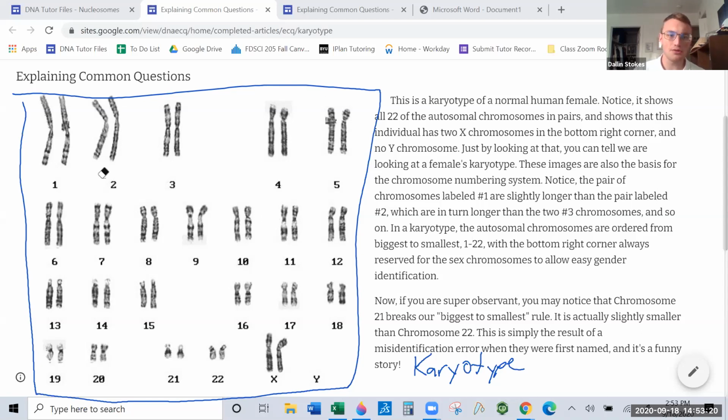But chromosome 2 has a different band pattern than chromosome 1 or chromosome 22. So based on the pattern of stripes on the chromosome, people that do this all day, every day are actually able to tell exactly what chromosome that is. Pretty impressive. I definitely can't, but other people can.